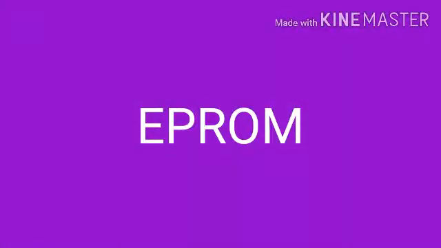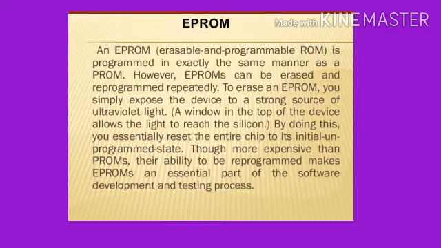Let's see EPROM in detail. Another type of PROM is EPROM. An EPROM is an erasable and programmable read-only memory. It is programmed in exactly the same manner as a PROM. However, EPROM can be erased and reprogrammed repeatedly. To erase an EPROM, you simply expose the device to a strong source of ultraviolet light. A window in the top of the device allows the light to reach the silicon. By doing this, you essentially reset the entire chip to its initial and unprogrammed state. Though more expensive than PROMs, their ability to be reprogrammed makes EPROMs an essential part of the software development and testing process.